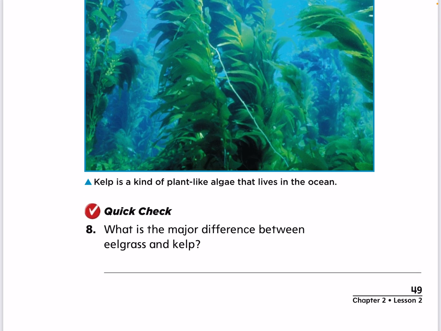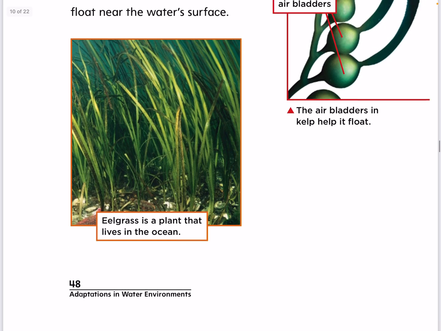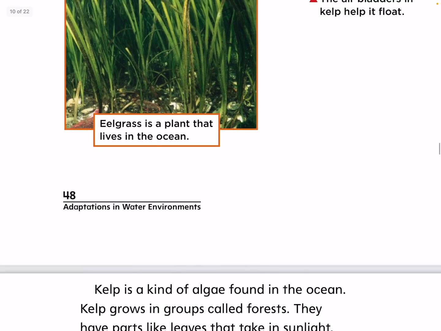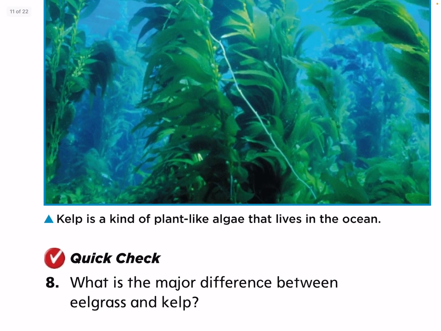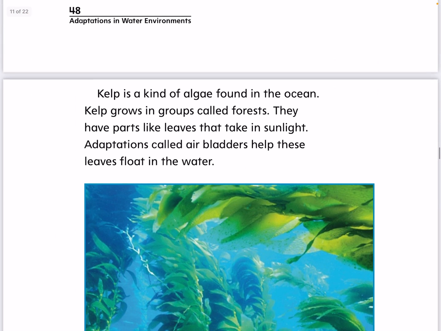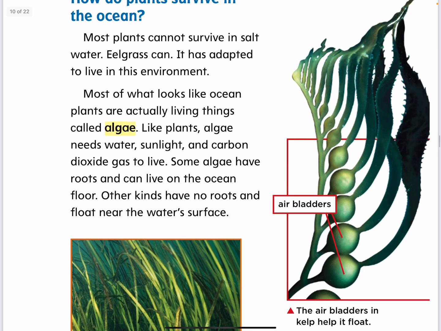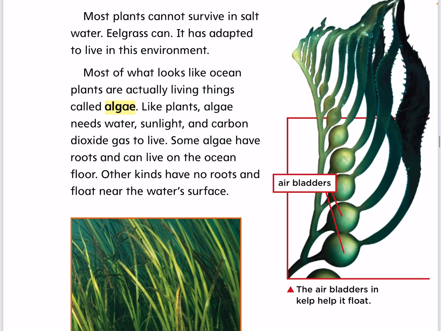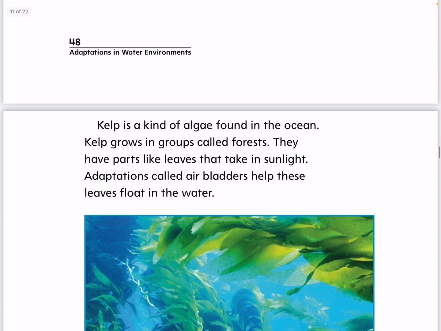What is the major difference between eelgrass and kelp? So, eelgrass is a plant that lives in the ocean, and kelp is a plant-like algae that lives in the ocean. So, what is the main difference? I'll just take whatever you put there.